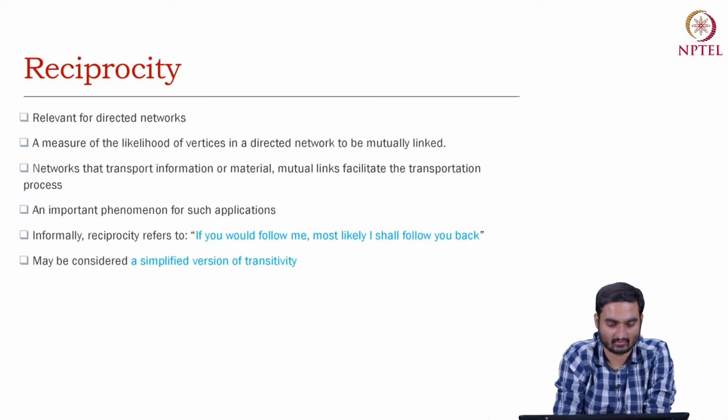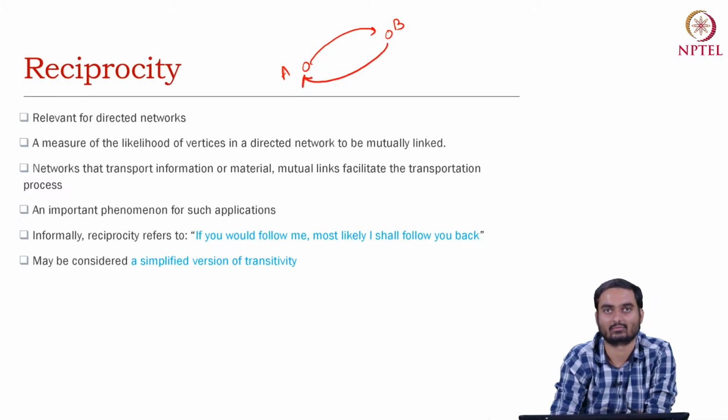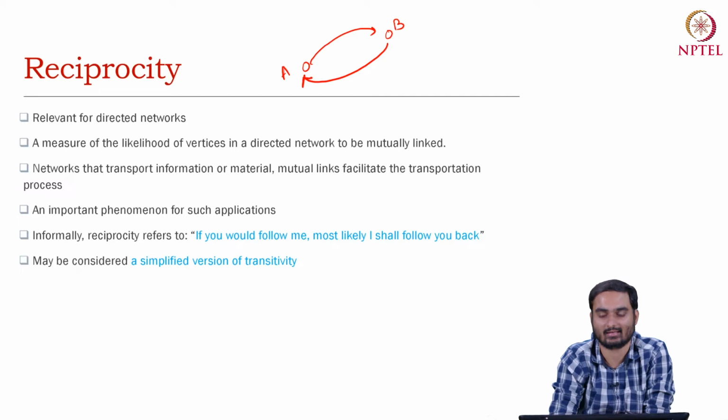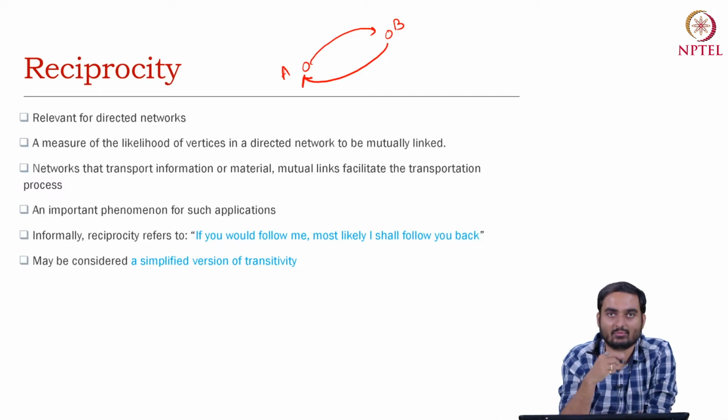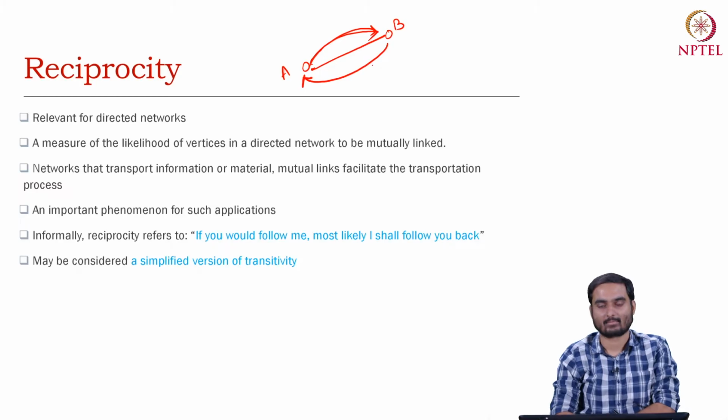Let's move to the next concept, which is called reciprocity. What is reciprocity? Reciprocity says whether edges are reciprocal or not. If there is a connection from A to B, whether B is also connected to A or not. Now this is applicable of course for a directed graph, and if a network has high reciprocity, it indicates that it looks like an undirected graph, because two such reciprocal edges are equivalent to an undirected edge, right.